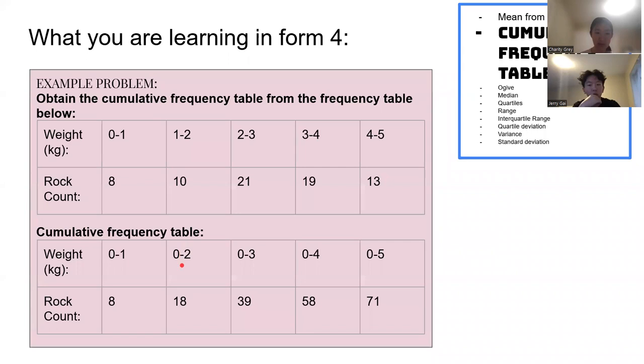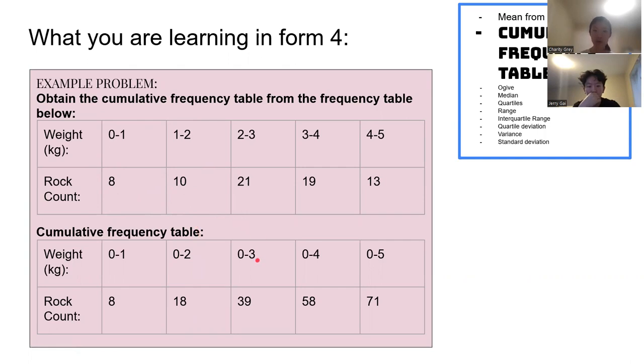This time, you're going to have to be looking at both these columns. So all of these columns here will be in this bucket. So all you will do, you will add the frequency, which will be 10 plus 8. And you will put that down here, 10 plus 8 is 18.